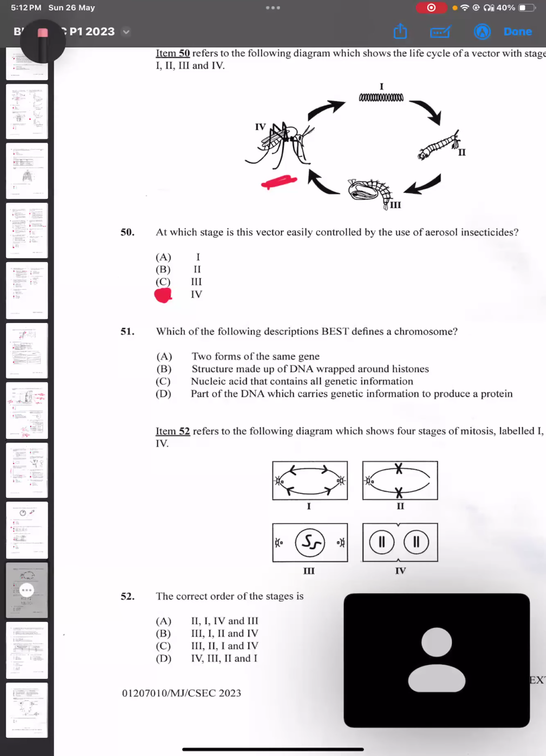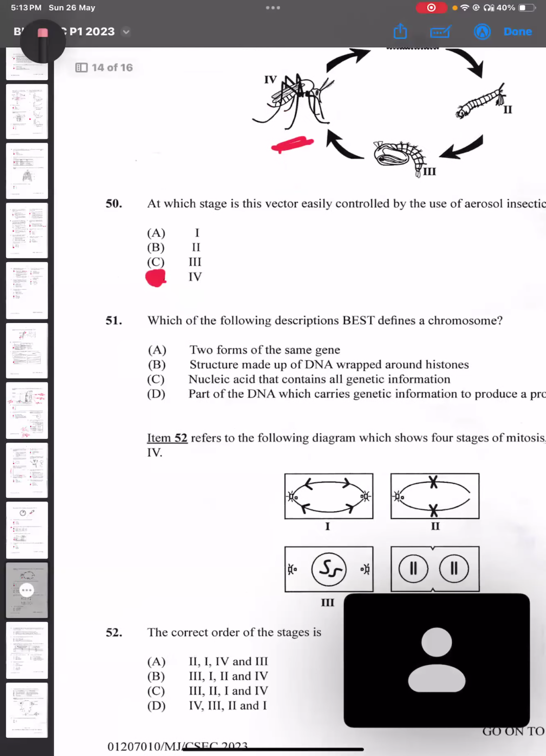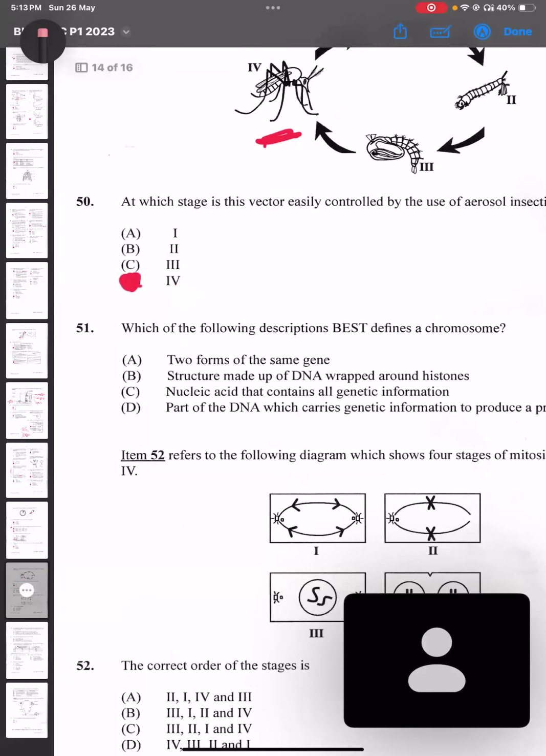Which of the following descriptions best defines a chromosome? So for 51. 51 is B. So it is DNA wrapped around histones that make up the chromosomes.